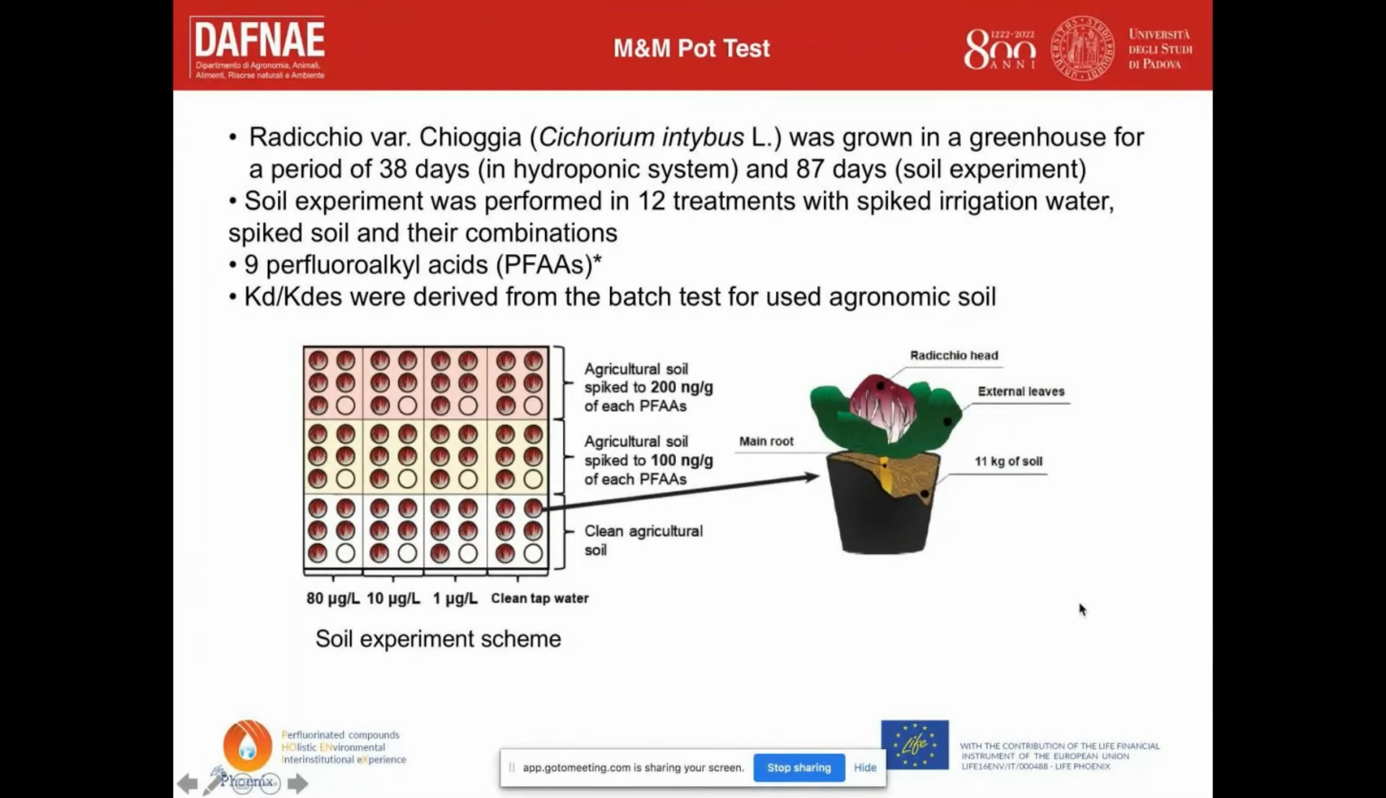These are the different concentrations of PFAS that we have used for the irrigation, and this is the concentration in the different soils. So we have spiked both the soil and the water. Here there is clean soil and clean water as our control, and this is the most spiked for both soil and water, and these are the other different levels of pollution.